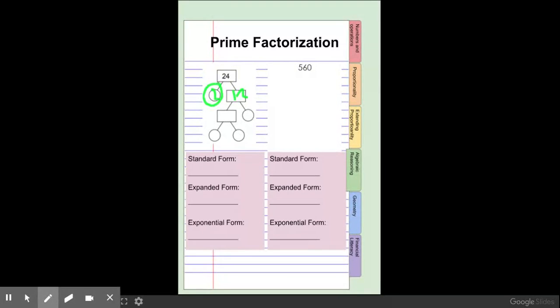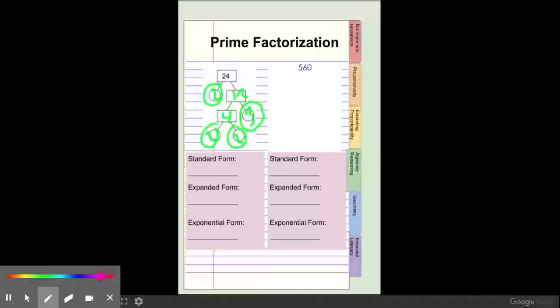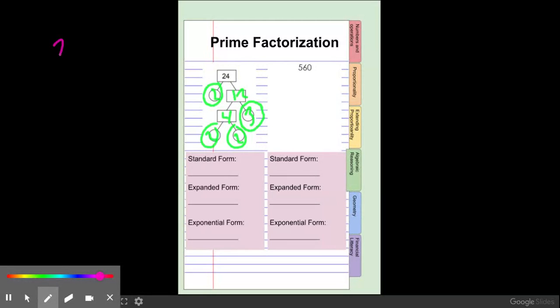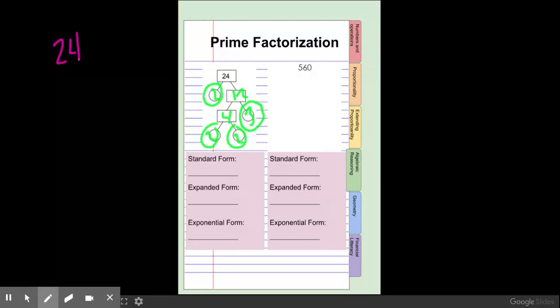Well, 4 times 3 equals 12. Okay, 3 is one of those prime numbers, so it's circled. 4 is not a prime number, so we have to keep going. What times what equals 4? Well, 2 times 2 equals 4. Okay, and now I'm going to show you what I mean. So we got down to all prime numbers. I'm going to show you what I mean with 24, and I'm going to do it again a different way.